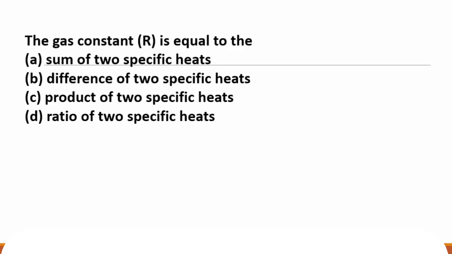Next question, the gas constant R is equal to the option A sum of two specific heats, option B difference of two specific heats, option C product of two specific heats, option D ratio of two specific heats. The correct answer is option B difference of two specific heats.